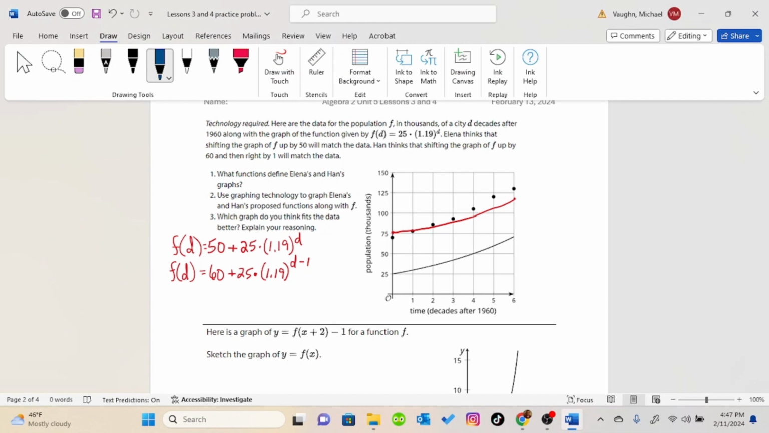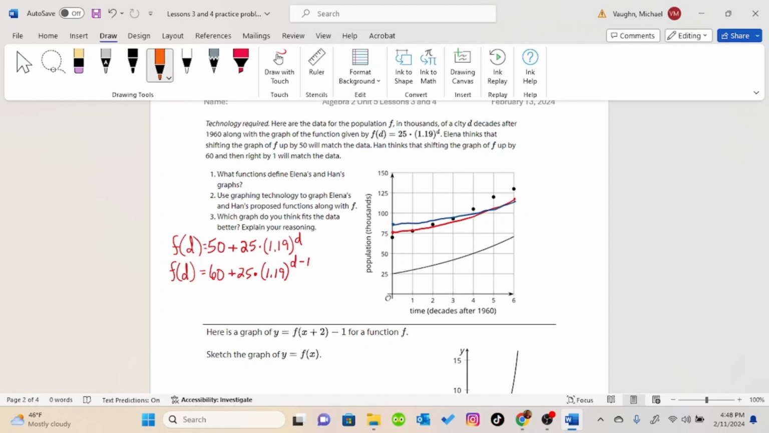So Han's is going to start a little bit higher. It's still going to end right around the same location. So we can kind of draw it like this right here. So on mine, this red line on the bottom is representing Elena, and then the top line here is representing Han.